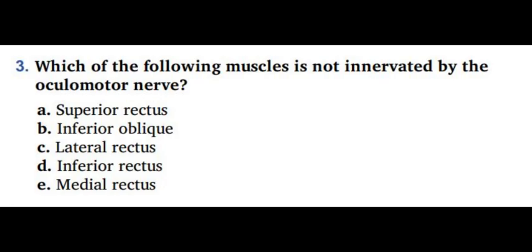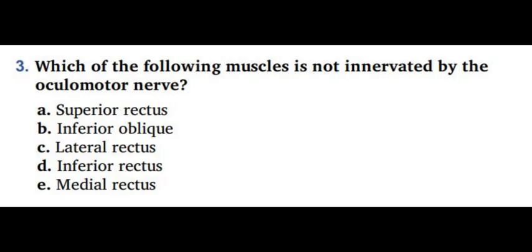Question: which of the following muscles is not innervated by the oculomotor nerve? The first option is superior rectus. The second one is inferior oblique. The third is lateral rectus. The fourth is inferior rectus, and the fifth is medial rectus. Now, this is actually a very simple question.